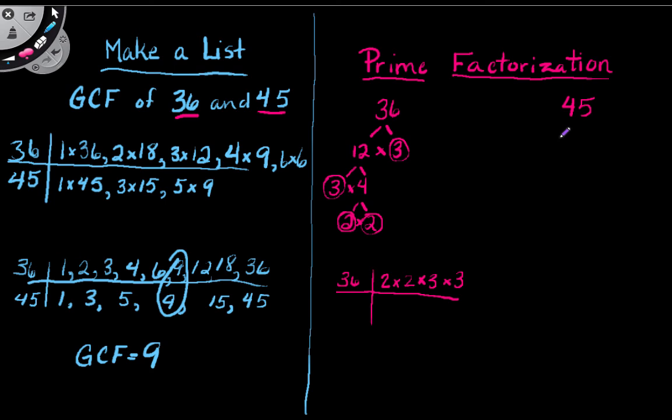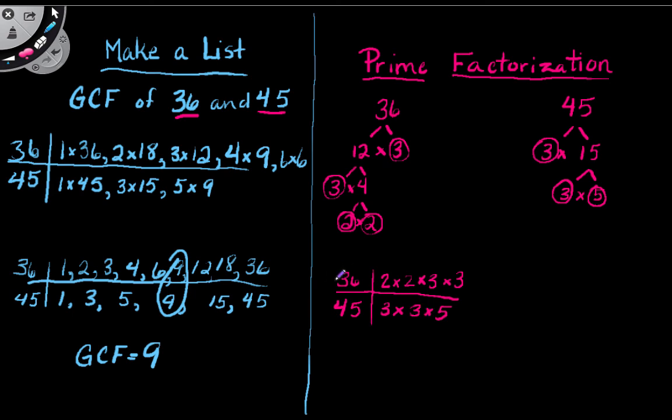And then let's do 45. 45 can be broken up into 3 times 15. 3 is prime, but 15 can be broken up into 3 times 5. And again, 3 is prime and 5 is prime. So our prime factorization listed out is 3 times 3 times 5.